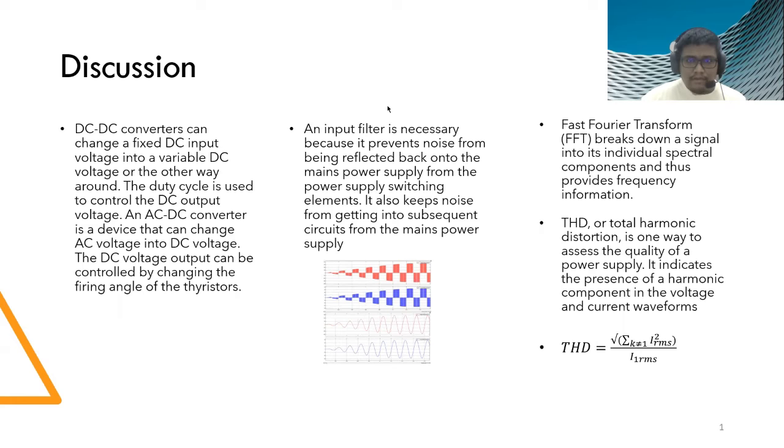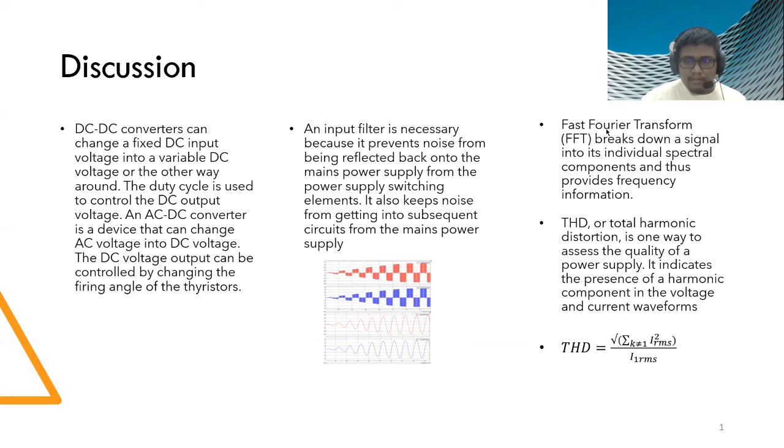Next, for the filter. An input filter is necessary because it prevents noise from being reflected back onto the mains power supply from the power supply switching elements. It also keeps noise from getting into subsequent circuits from the mains power supply. So as you can see here, the difference between output of inverter without filter and with filter. The wave with filter is much better than the wave without the filter.